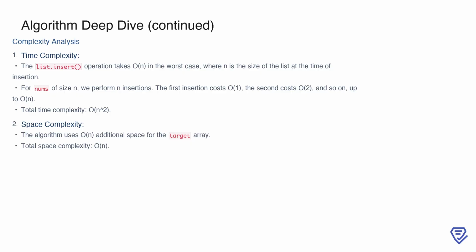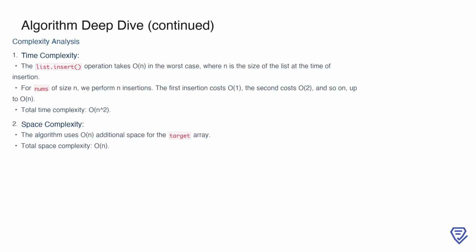Analyzing the complexity of this algorithm, we observe that the list.insert operation has a time complexity of O(n) in the worst case. This is because inserting an element at an arbitrary position may require shifting all subsequent elements to the right. For an input size of n, we perform n insertions, where the cost of each insertion increases sequentially from O(1) up to O(n). When summed, the total time complexity becomes O(n squared).